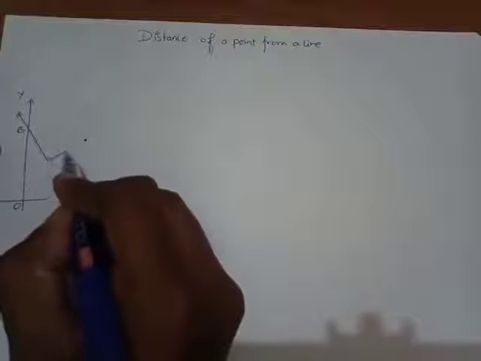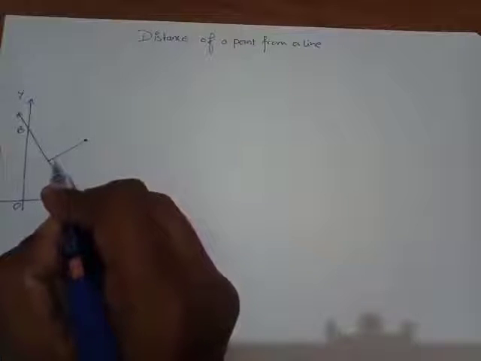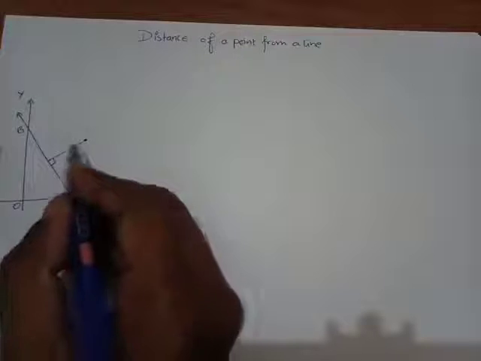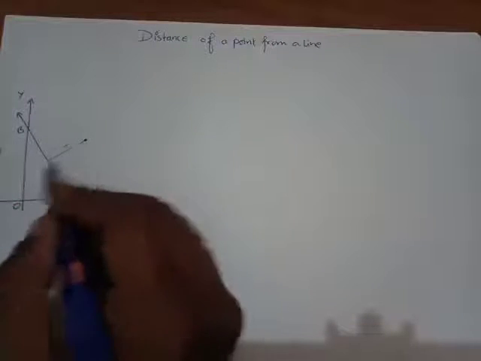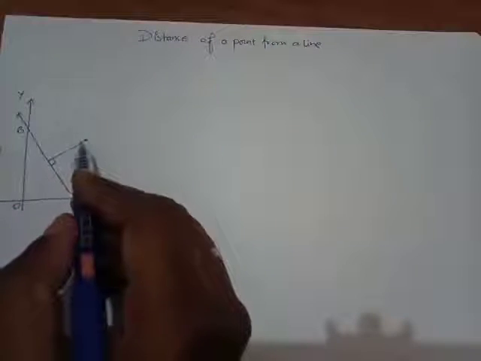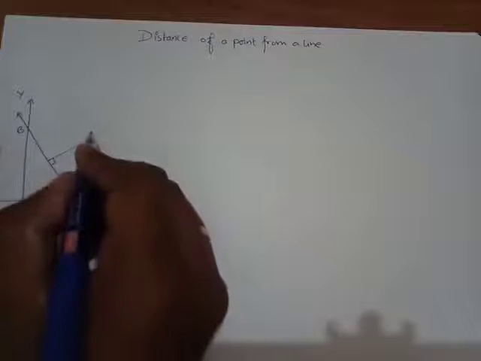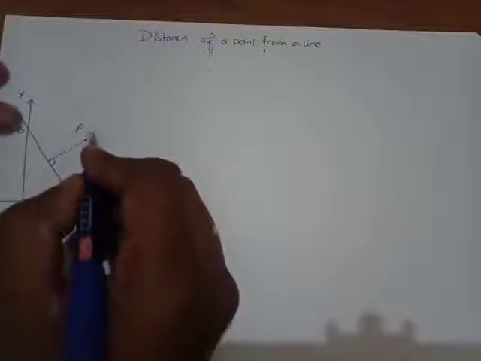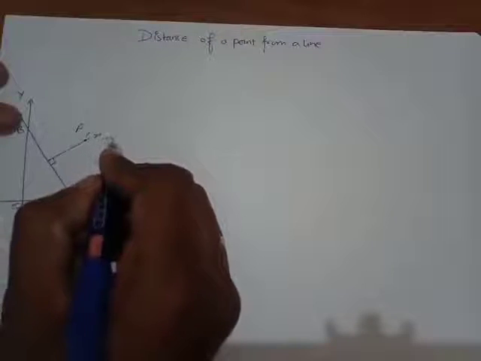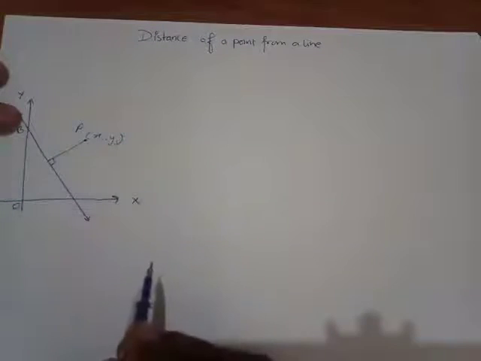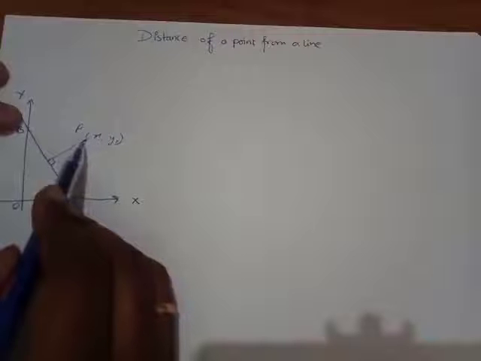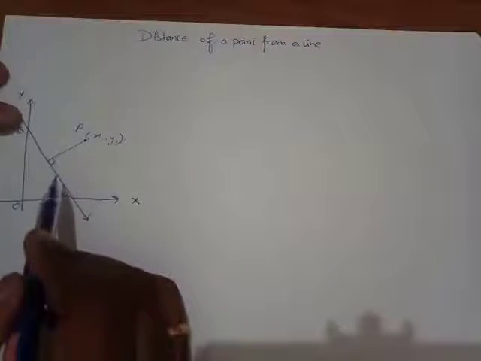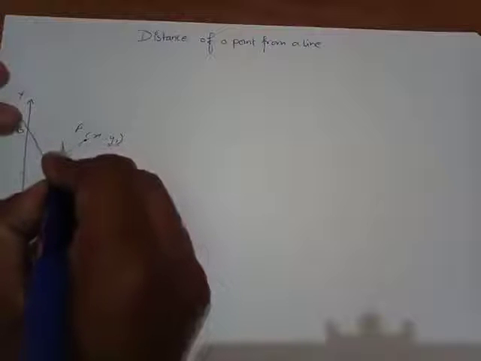The distance, I'm always talking about the perpendicular distance, not this kind of slanting distance. I'm talking about the perpendicular distance between the point and the line. Let's say the point is P, and x1 comma y1 are its coordinates. I have to find the distance between this line and this point, and I can just name the distance D.